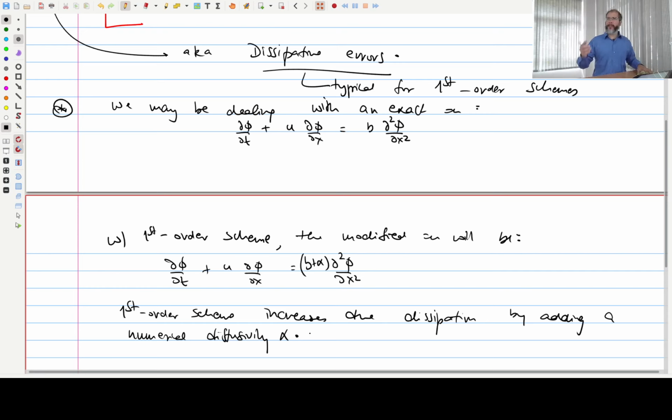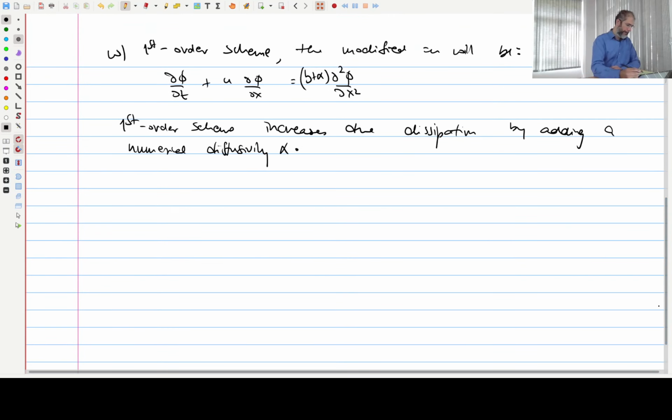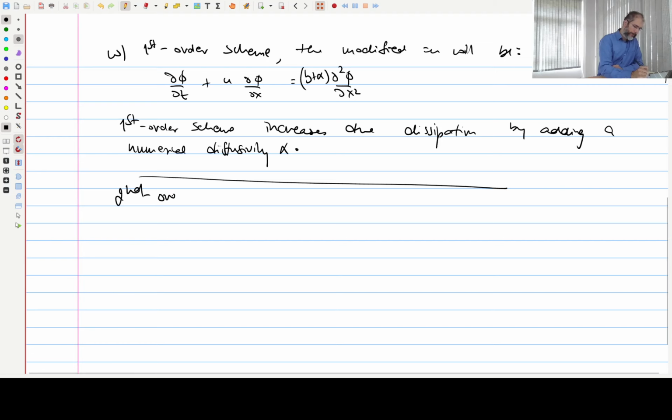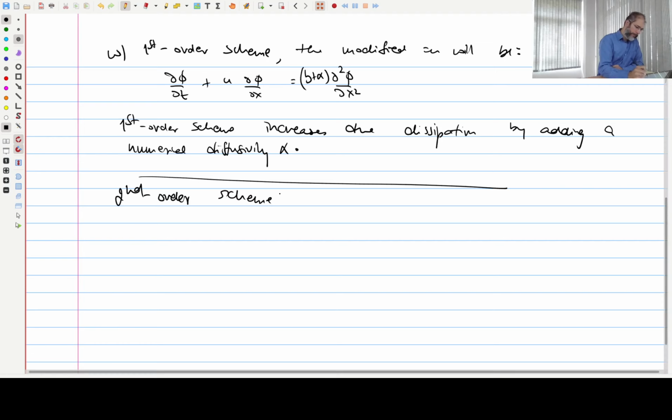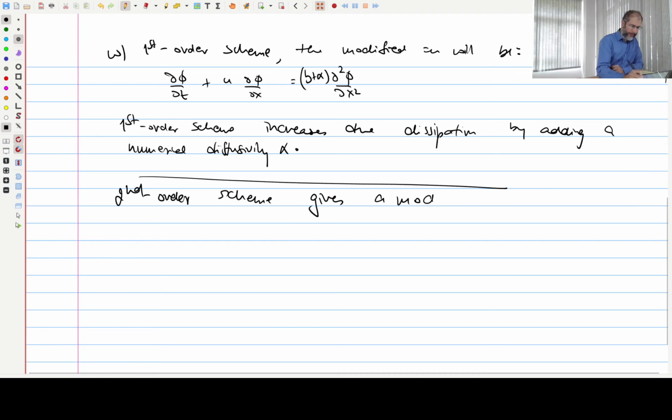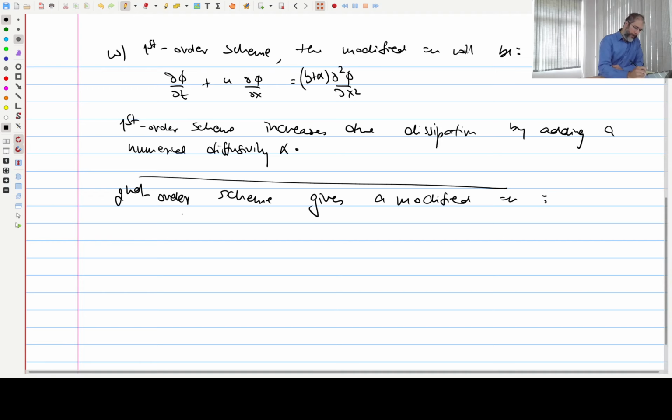Now remember, this order is because of the powers of delta t and delta x, not because of the derivative on the right hand side. So it's a second order derivative right now, but it's still a first order scheme because this derivative was a coefficient of delta t or delta x, as we saw in the modified equation. The second order scheme will give a modified equation which has this kind of a derivative. So it has beta times del 3 phi by del x3.